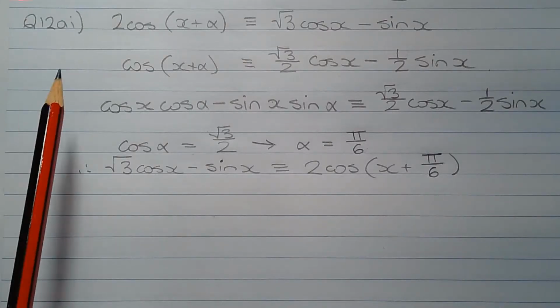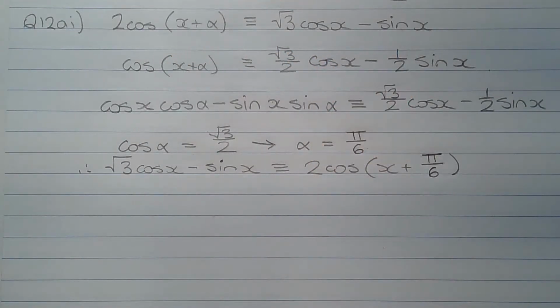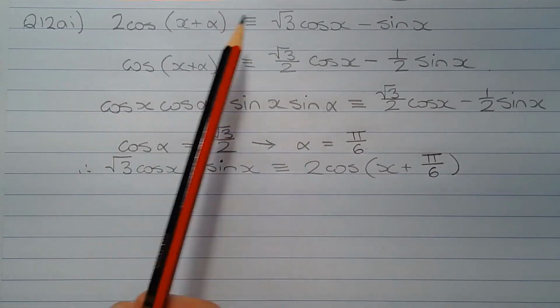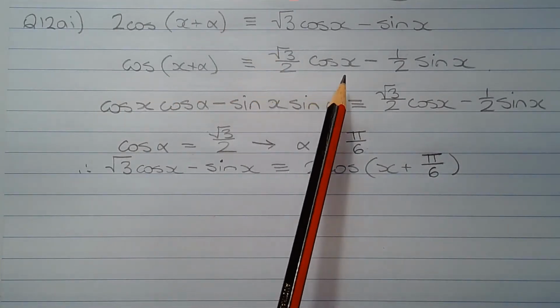Start by writing the identity 2 cos(x plus alpha) is identical to root 3 cos x minus sin x. Dividing both sides of the identity by 2, we have cos(x plus alpha) is identical to root 3 over 2 cos x minus half sin x.